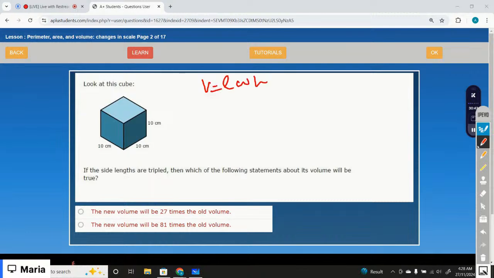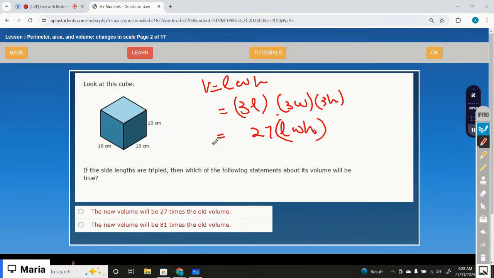Now the sides are tripled. So every side is tripled: 3 times length, 3 times width, 3 times height. So 3 times 3 is 9, 9 times 3 is 27, times length, width, and height. That is the new volume. So the new volume is 27 times length, width, and height.